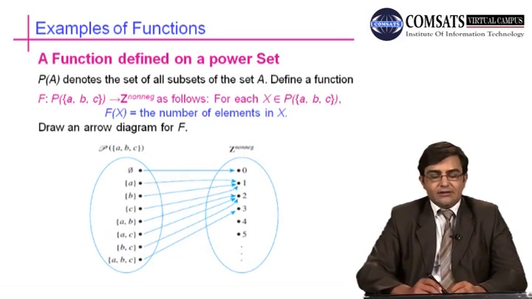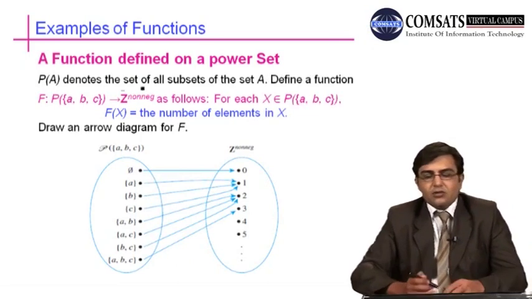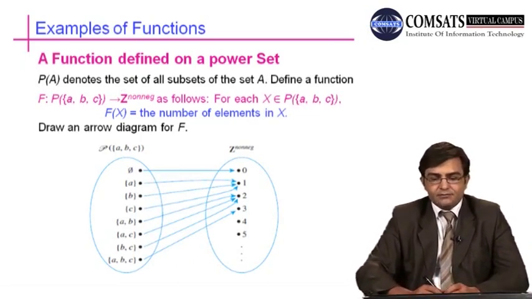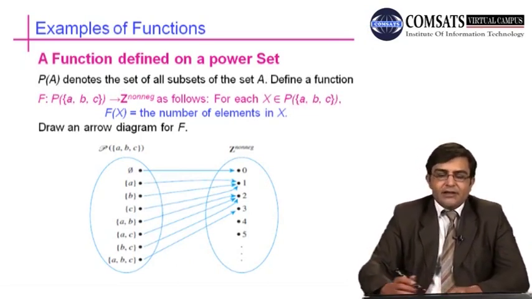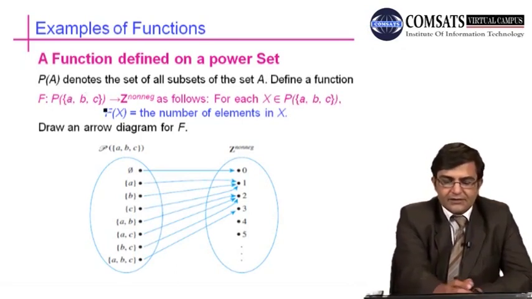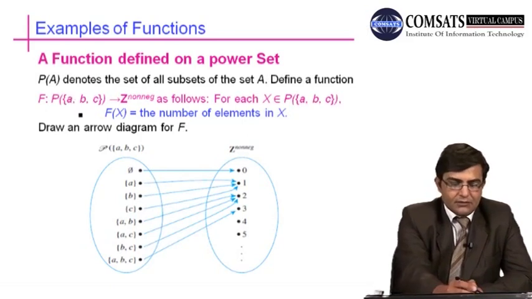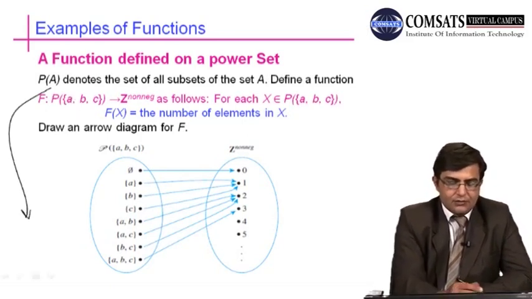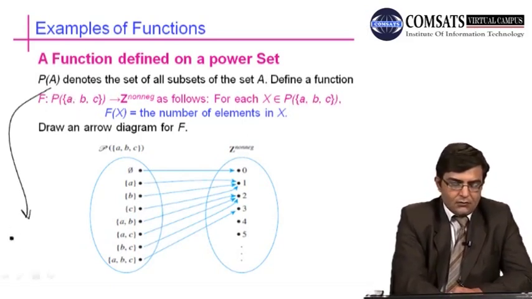Because in sets we have discussed what the power set is. P of A denotes the set of all subsets of the set A, and we define the function f from the power set of A to Z non-negative. The set A is taken to be {A, B, C}.